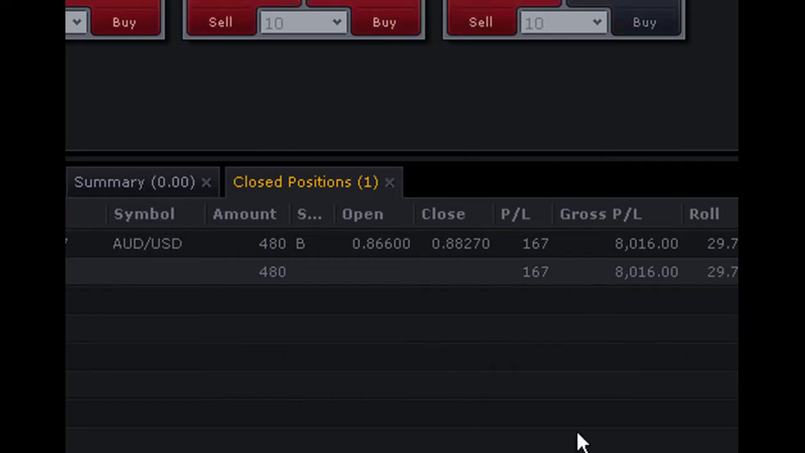We risked around about $1,000 and we made over $8,000, so it's over 8 to 1 in risk reward, so a very good risk reward there. So it was a great trade.